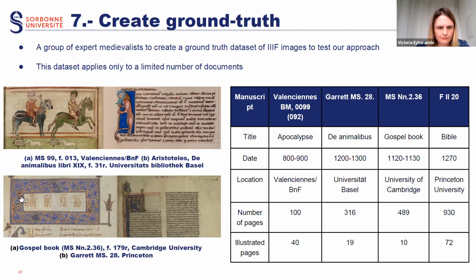The third document is a gospel book with rectangular headpieces with vegetative ornaments. And the last one is the Bible probably produced in England.